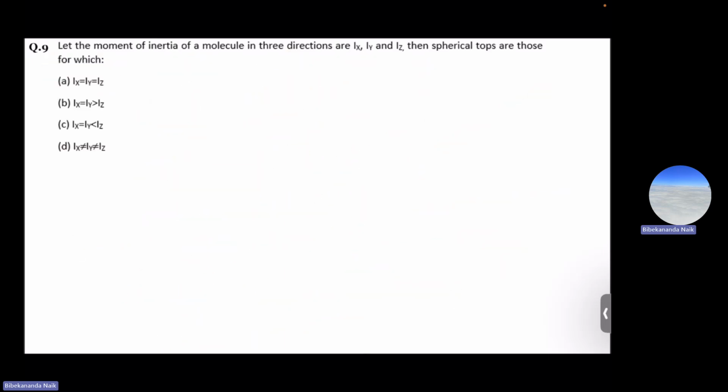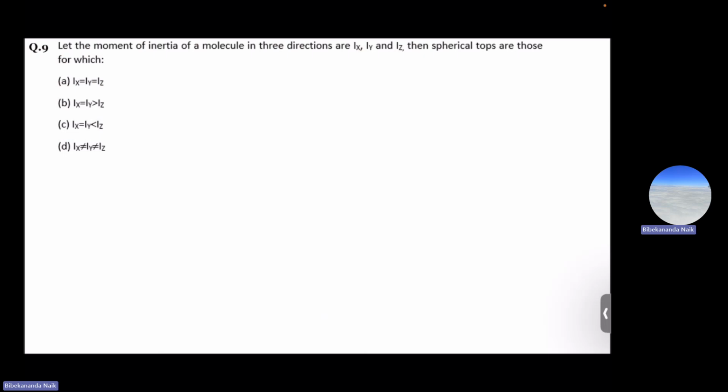Now we move to question number 9. Question number 9 says, let the moments of inertia of a molecule in three directions be Ix, Iy and Iz. Then spherical tops are those for which option A, Ix greater than or equal to Iy greater than or equal to Iz; option B, Ix equal to Iy greater than Iz; option C, Ix equal to Iy less than Iz; or option D, Ix not equal to Iy not equal to Iz.